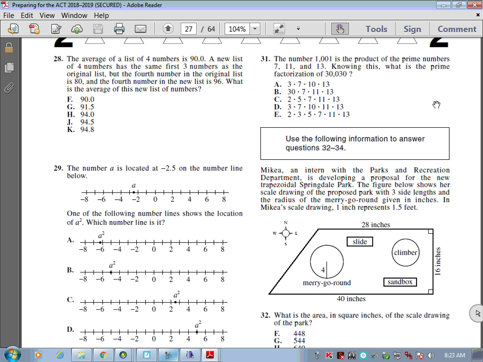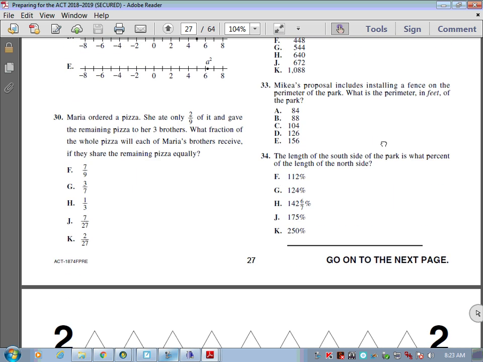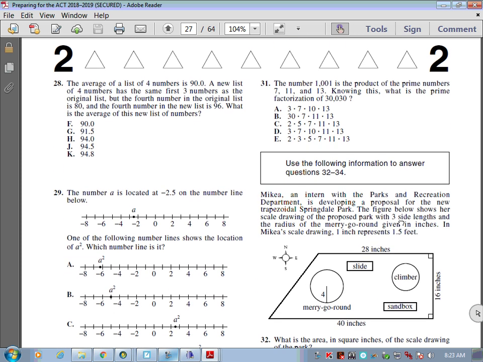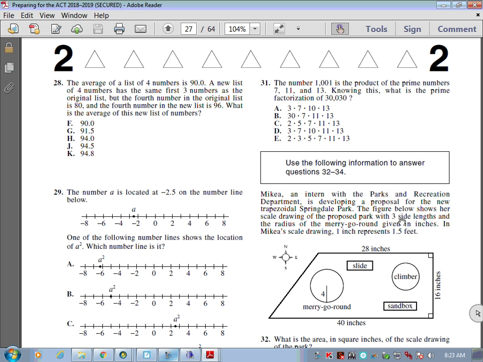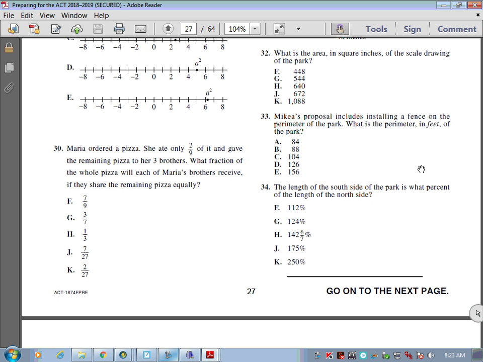Okay, let's see, our last portion of our packet here, the last one we're going to do, let's pick it up. 28, we got our writing pens out. 28 is H, 29 is E, 30 is J, 31 is E, 32 is G, 33 is E, 34 is H.